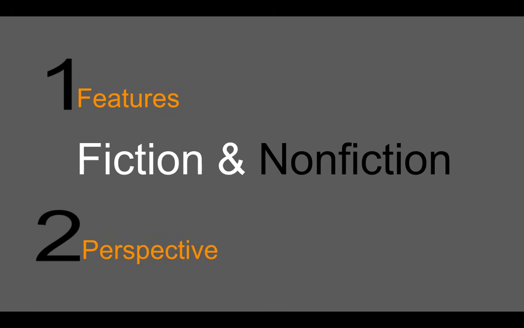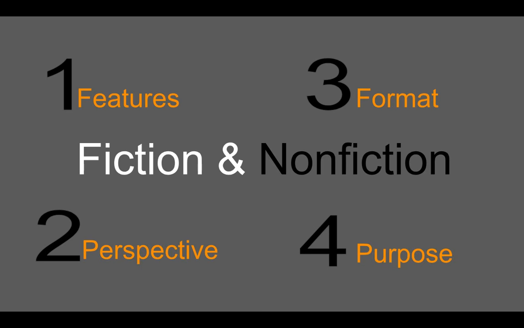The characteristics of fiction and nonfiction can be broken down into four categories. First, we're going to look at features. Second, we're going to look at the perspective. Third, format, and finally, the purpose of writing. So first, we need to figure out how to remember what fiction and nonfiction stands for.